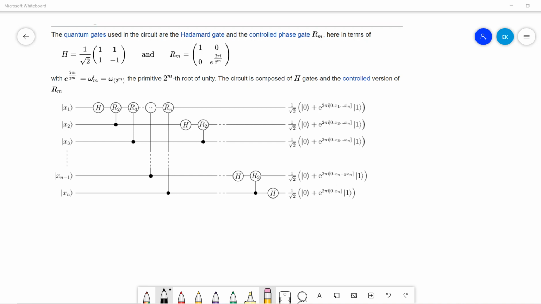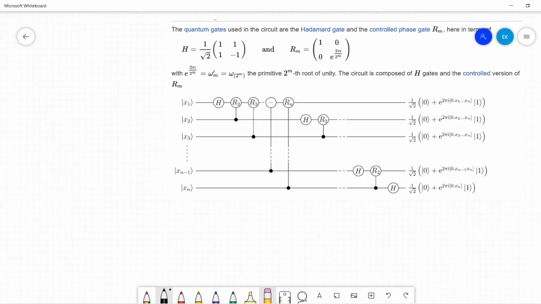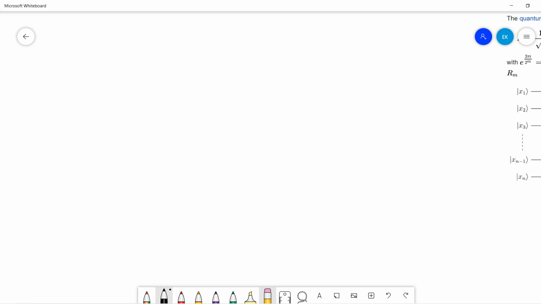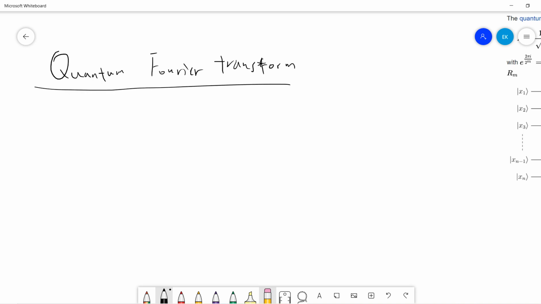Welcome guys. So in this video, I want to talk about the quantum Fourier transform. Actually, you can Google and find the Wikipedia page, right? But in this video, I just want to explain in detail, basically explain the Wikipedia in words and add my own interpretation.